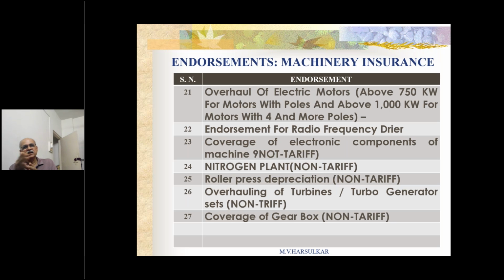This is one wording which I have given. If other insurance companies want to attach it, they may have some different wording. And coverage of gearbox. There is a provision in the tariff which says that a gearbox can be covered when either the drive machine or the driven machine, one of the two, has to be insured. Then only you can include the gearbox in the policy schedule. But they have not given the endorsement. So this is one insurance company's wording I have given here.